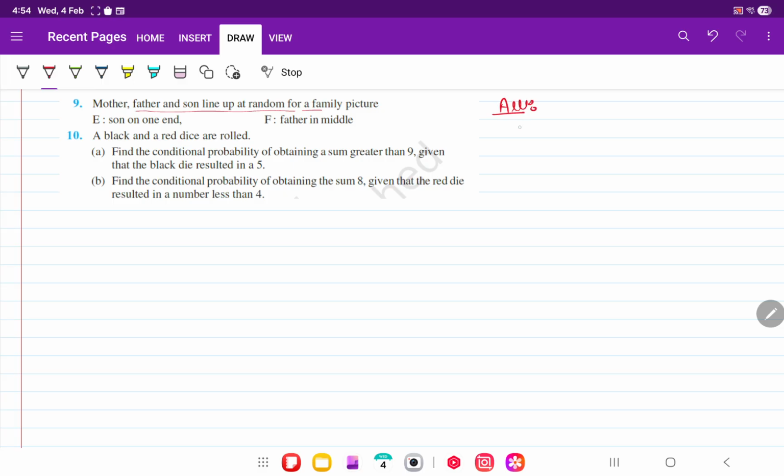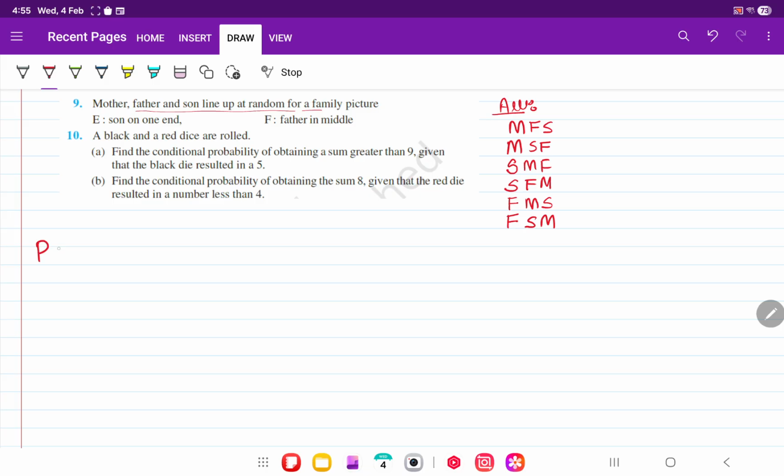Which ones are they? So maybe mother is here, so father and son will change. Mother is first, son and father. Okay? Maybe son is standing first, so mother, father, and father, mother, like this. Maybe father is first. So maybe mother and son here, and son and mother exchange. So these are total all cases.